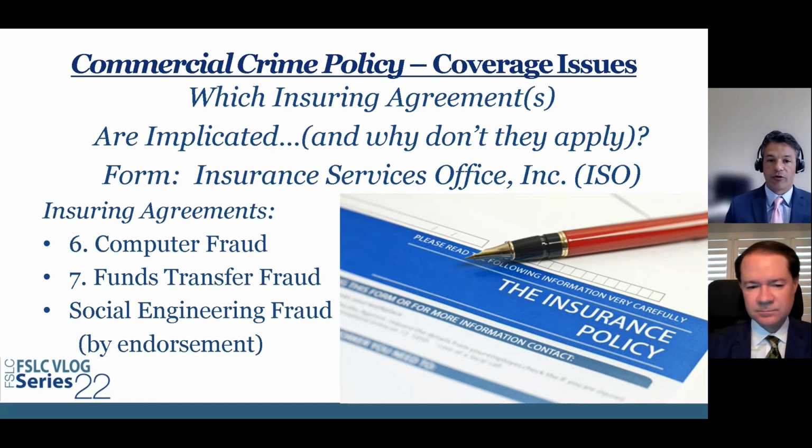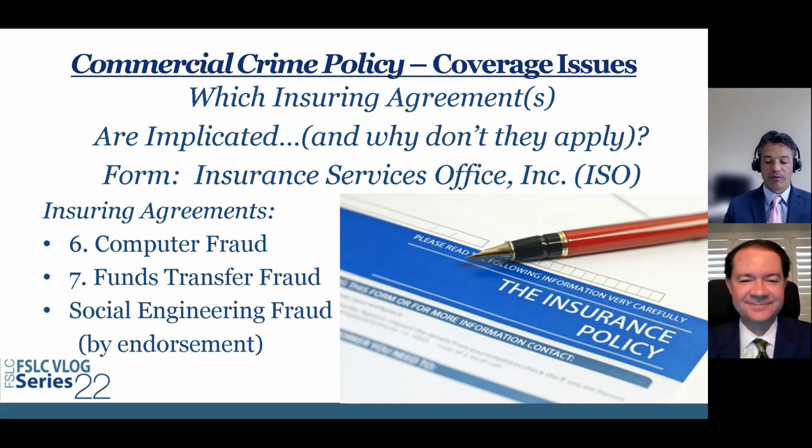So as promised, insuring agreement discussion. Which insuring agreements are implicated and why don't they apply? So again, here's the ISO form. The most common insuring agreements under which coverage is sought are computer fraud, funds transfer fraud, and social engineering fraud, which at least nowadays is mostly provided by endorsement. So the short answer is it doesn't trigger computer fraud or funds transfer fraud typically.